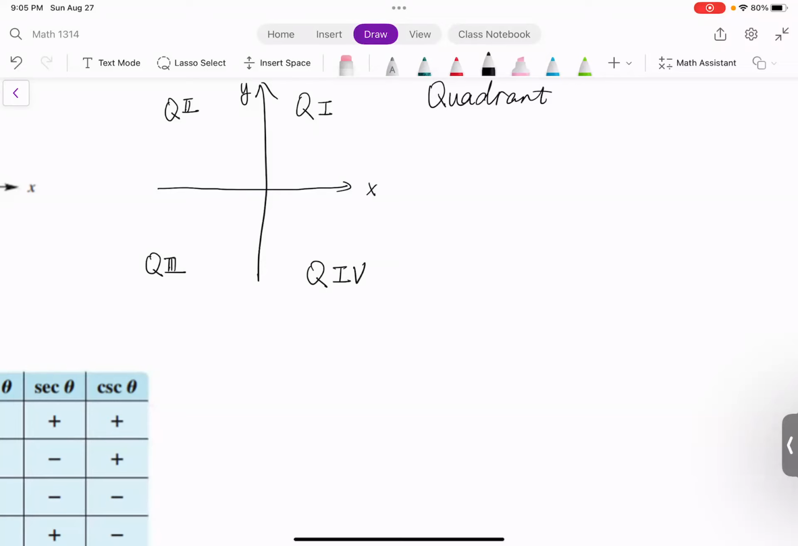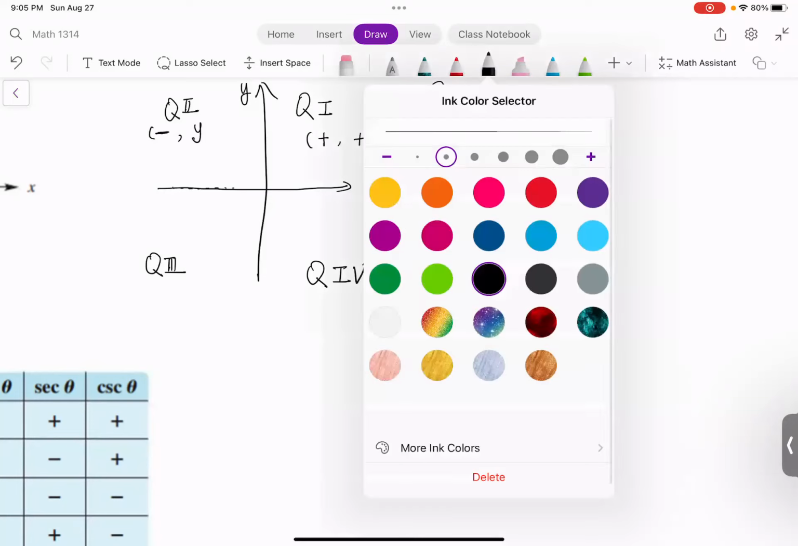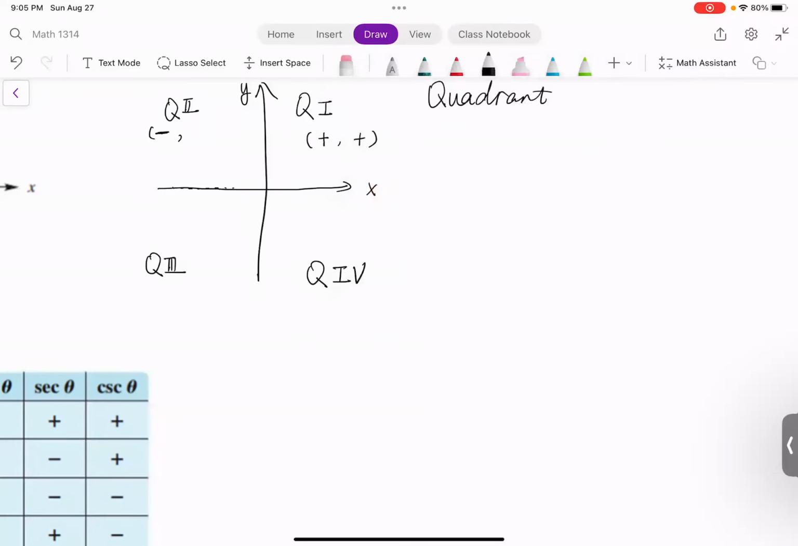In the first quadrant, any point has a positive x value and a positive y value. In the second quadrant, the x values are negative, because any point here is to the left, and the y values are positive, because they are above the x-axis. How about quadrant 3? In quadrant 3, the x and y values are both negative. And in the last quadrant, the x values are positive and the y values are negative.